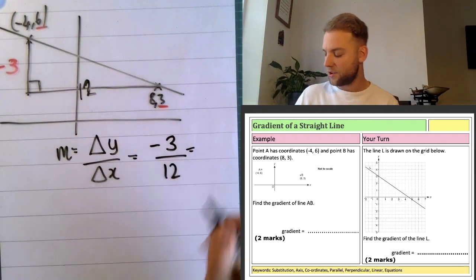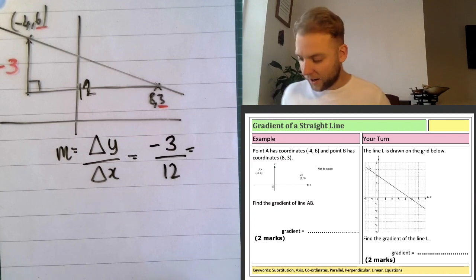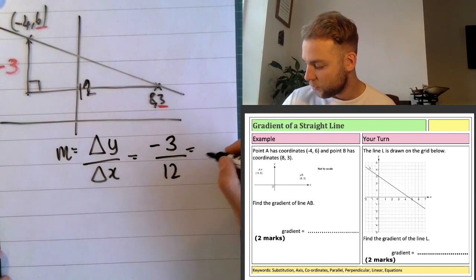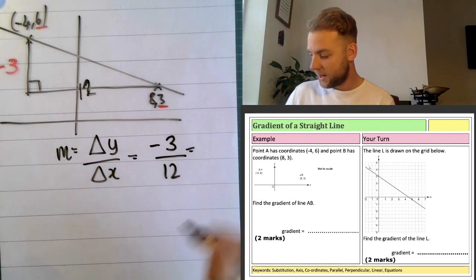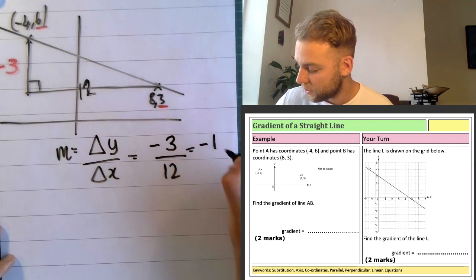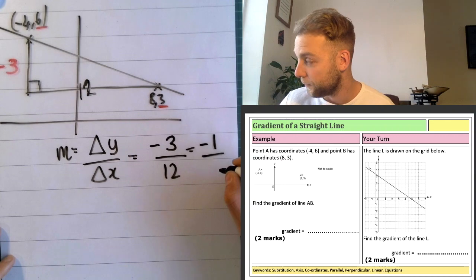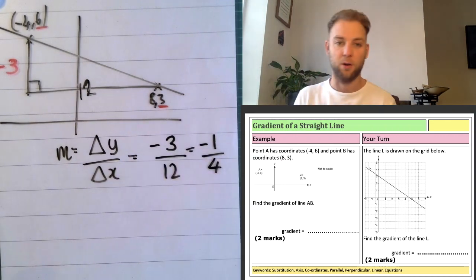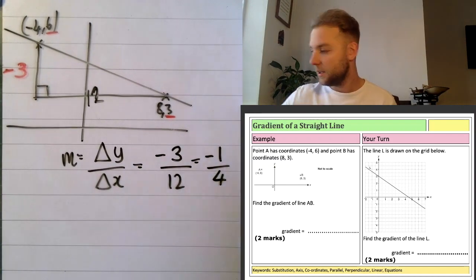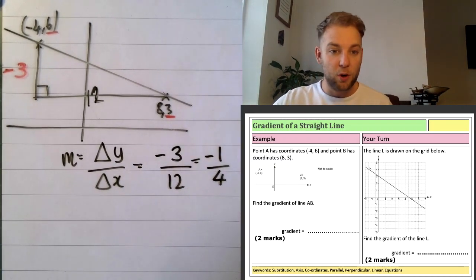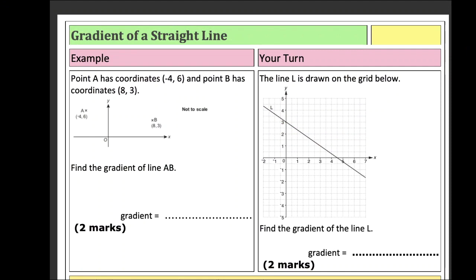Now this here comes out as a fraction. We're going to simplify that. So how many times does 12 go into 3? So 3 goes into 3 once. So -1 over 3, it goes into 12 4 times. So -1 over 4 for that one. Super. Okay. Now, if you want to pause and have a go at this last one on the right-hand side now, so maybe pause and have a little go at that, if you can. I wouldn't worry too much about drawing it out completely, just pick 2 points.